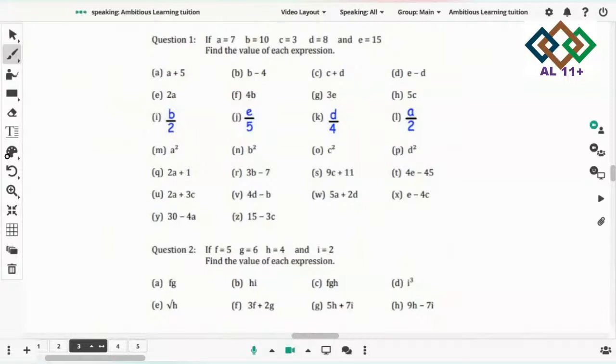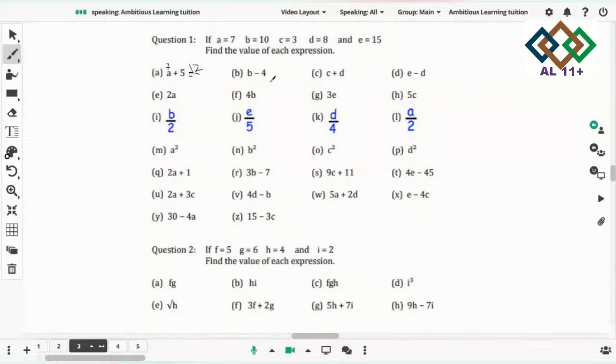So you have something like this. You know that your a is 7. So you will just put 7 instead of a and just do 7 plus 5. You will just replace them and do it. So we are just replacing the a with 7. So that would be 7 plus 5. That equals 12. So your first one is 12.